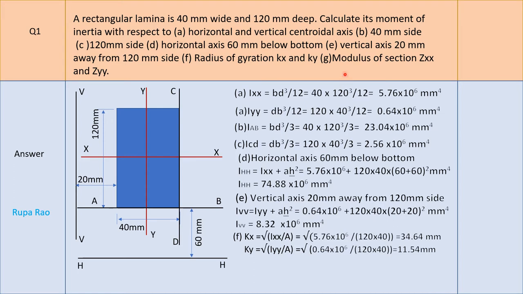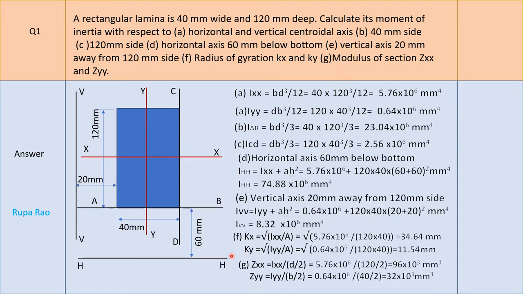Then what is asked is the modulus of section ZXX and ZYY. How we do it? For ZXX, it is IXX divided by, now this is the IXX, and from here the extreme distance will be half of 120. The total distance is 120, and this central axis is at the center of 120. So the extreme fiber here is here, so that is 120 by 2.